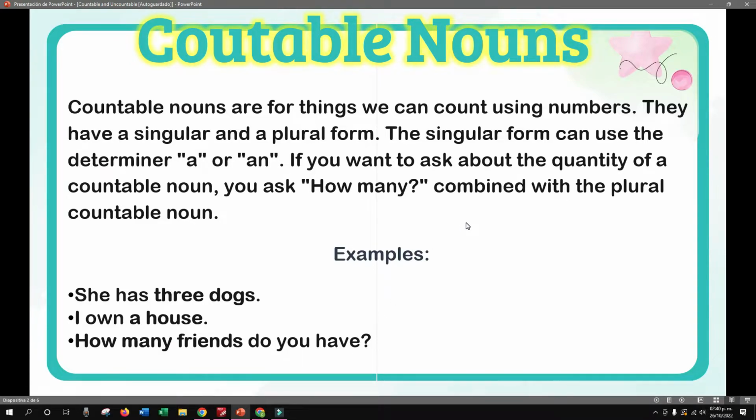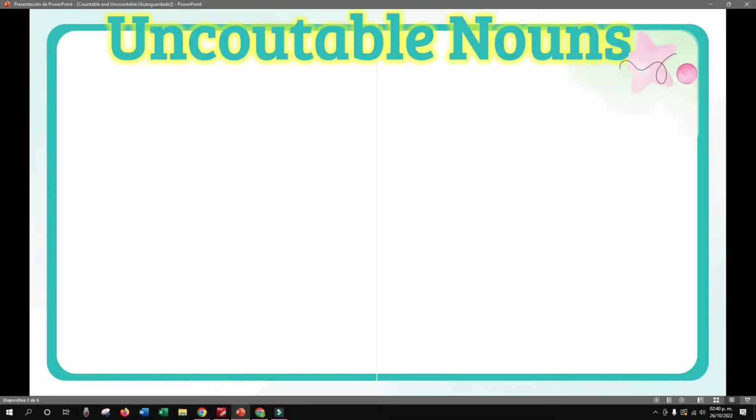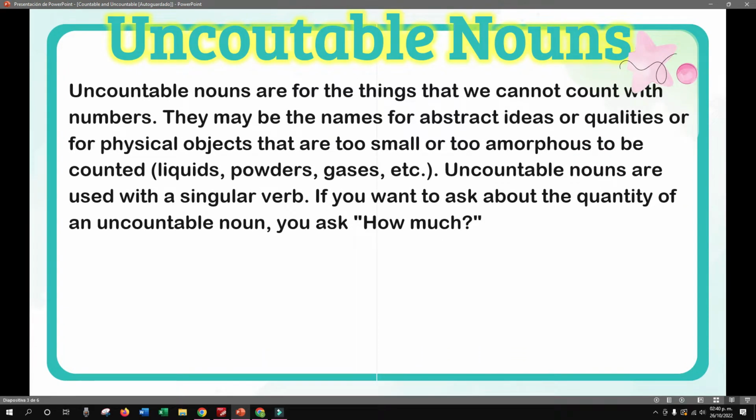So, los nombres contables, todos aquellos que ustedes pueden contar, que pueden utilizar los números o incluso pueden utilizar la forma singular con los artículos, ¿verdad? A and an, right? Also, the uncountable nouns. Uncountable nouns are for the things that we cannot count with numbers. They may be the names of abstract ideas or qualities or for physical objects that are too small or too amorphous to be counted, like liquids, powders, gases, etc.